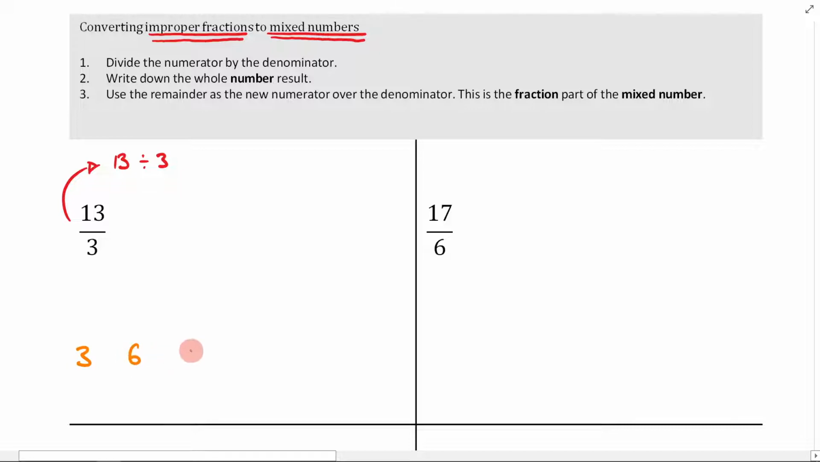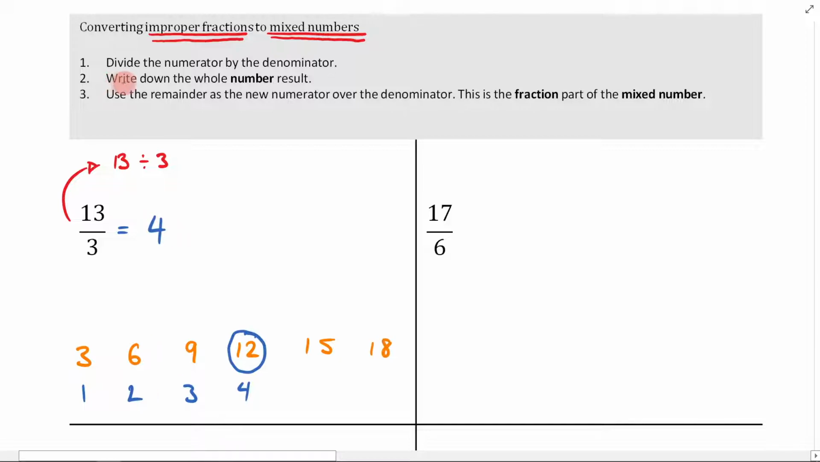3, 6, 9, 12, 15, 18. We'll stop there. Now, what you're going to think about is which number of these gets as close to 13 as possible, without going over. Well, that's going to be 12. So that means I can go in 1, 2, 3, 4 times. 3 goes into 13 4 times. This becomes the whole number component of my mixed number.